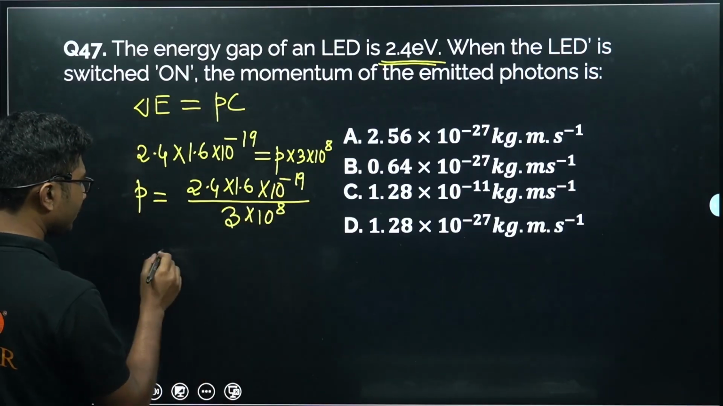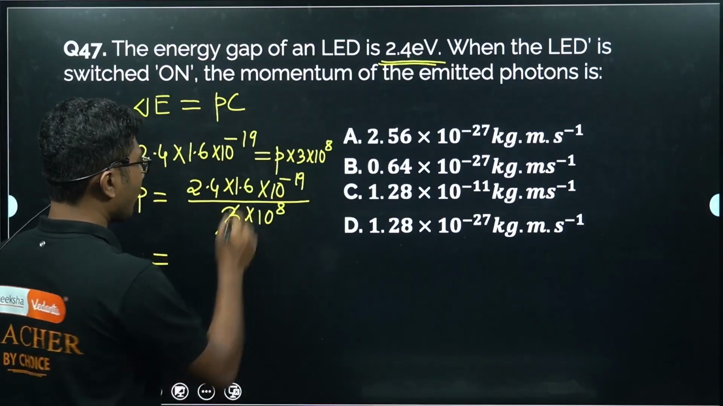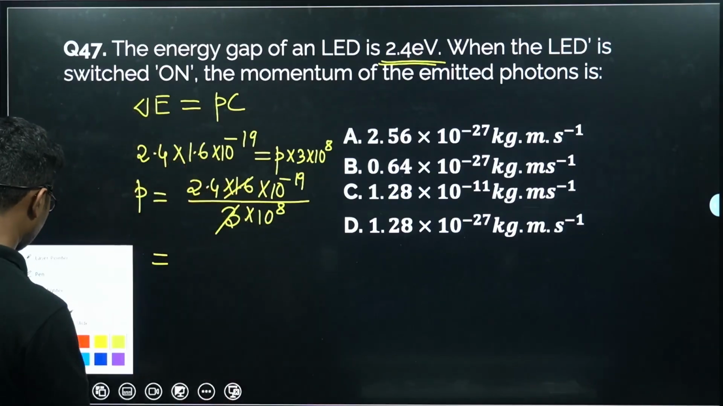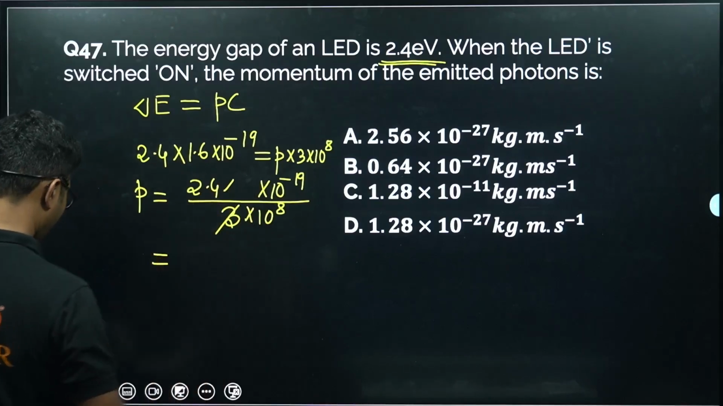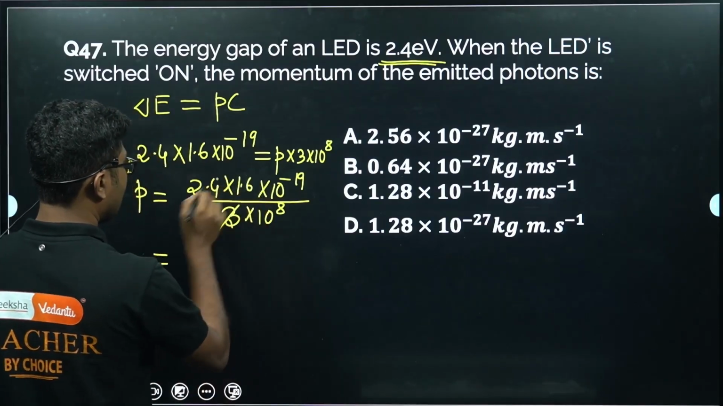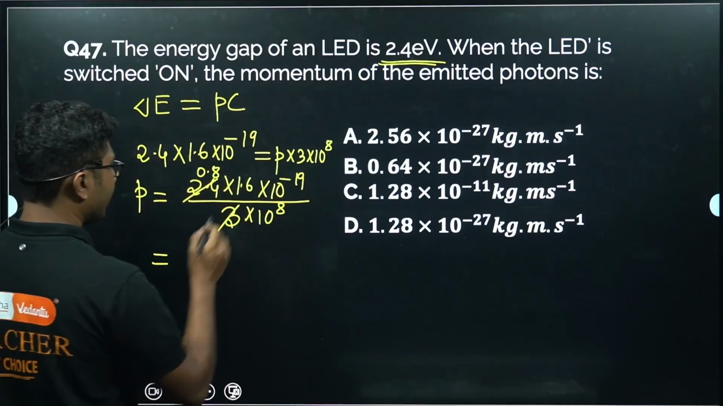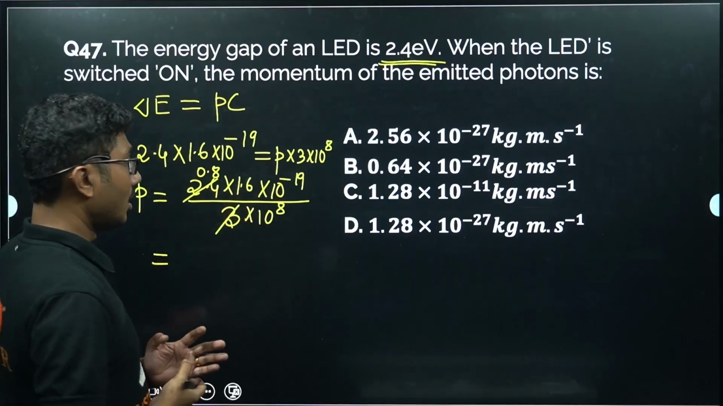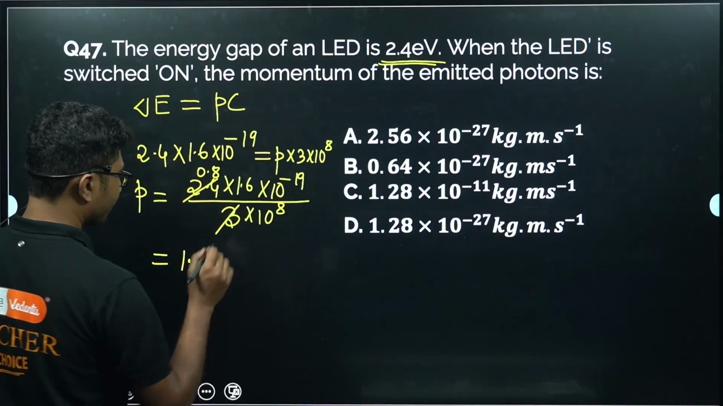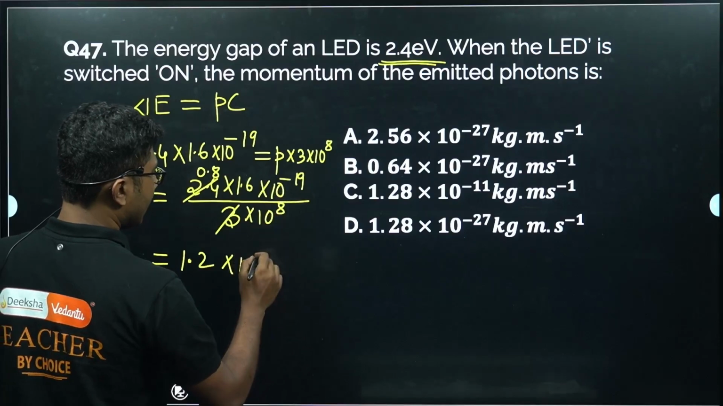Okay. So let me do the approximation again. So 3 was here, 1.6. 0.8 is 2.4, right? So it will be 1.6 into 0.8, which is almost equal to 1.2, okay, 1.3 times 10 to the power of minus 27.